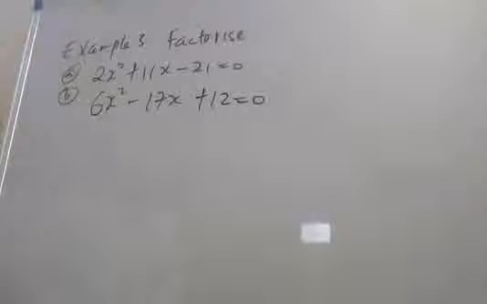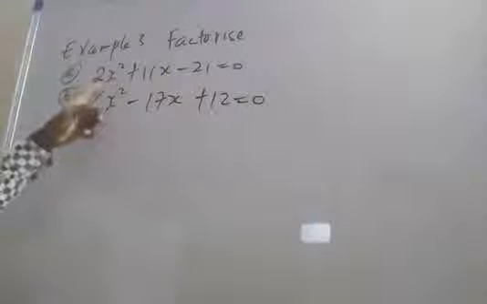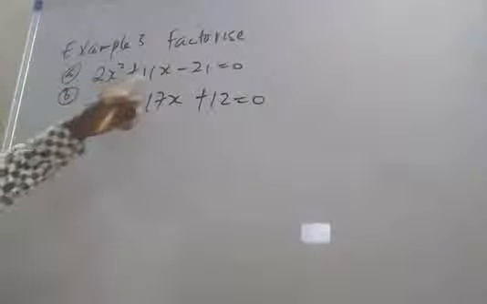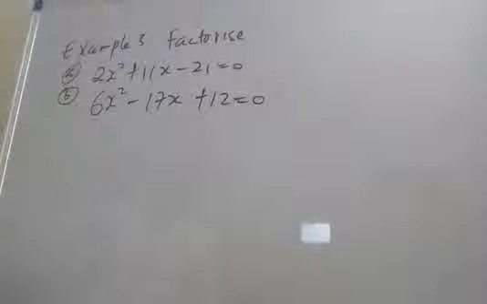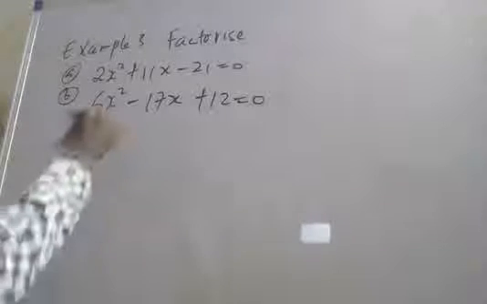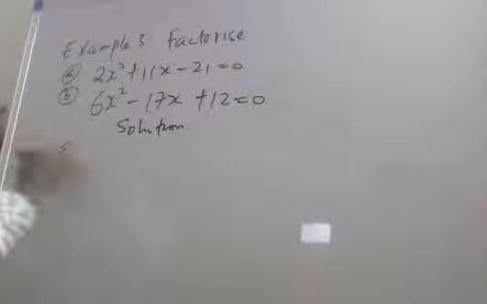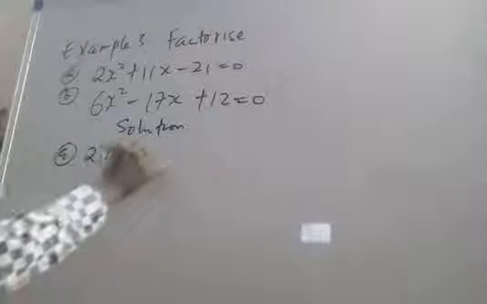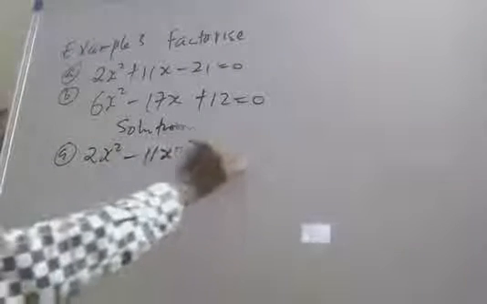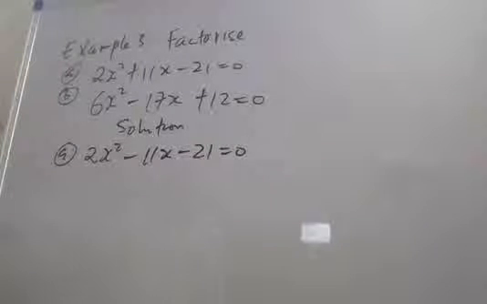Now let's look at the next case. In this case, we have the quadratic equation 2s squared minus 11s minus 21 is equals to 0. Solution. Quickly, we have 2s squared minus 11s minus 21 is equals to 0.